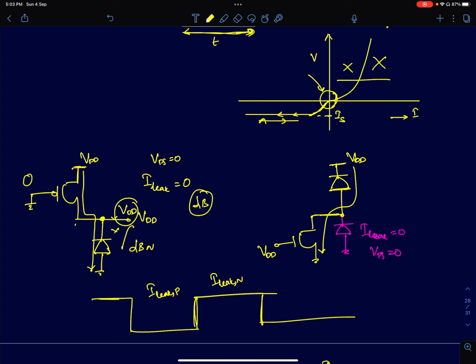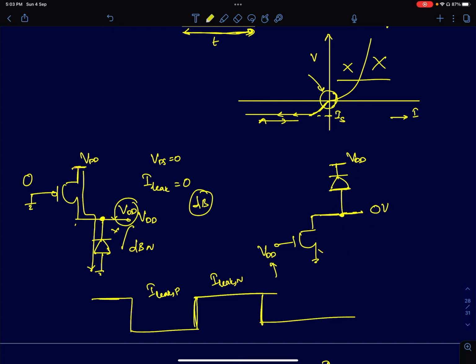Okay. Similarly, when the input is VDD, I've ignored the PMOS because the PMOS is in cutoff region. Its VGS is less than VT, so we can ignore the PMOS. And the output voltage will eventually be discharged to 0 volts, which means the drain to bulk diode of NMOS will not carry any current because it's 0, the leakage current is 0.